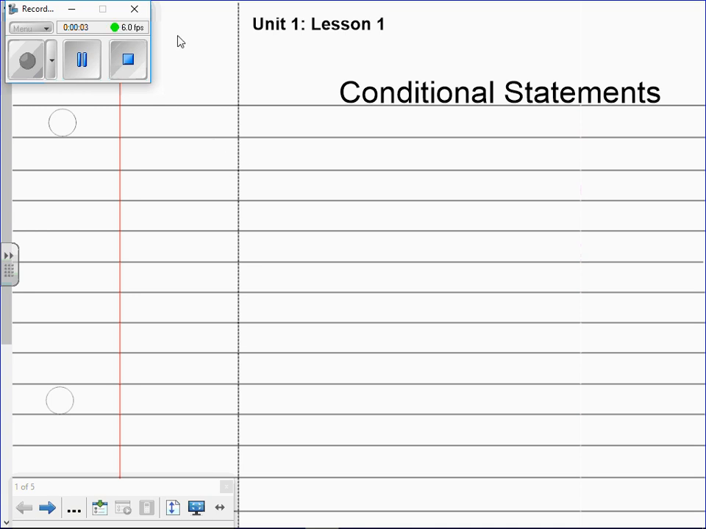Alright, these are going to be your Unit 1, Lesson 1 notes on conditional statements. So you can go ahead and put this down on your paper and start writing.